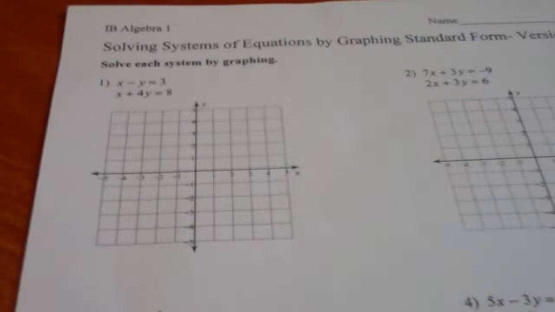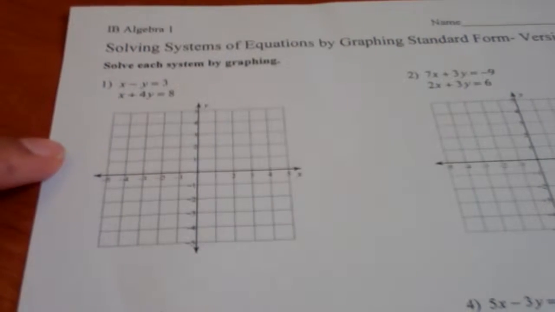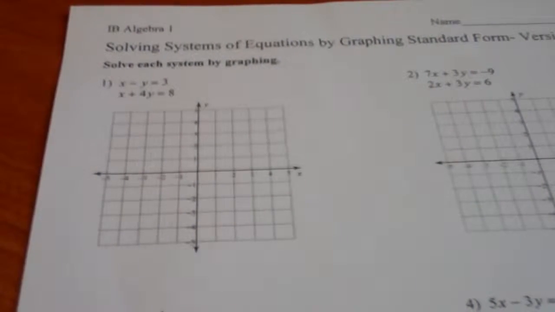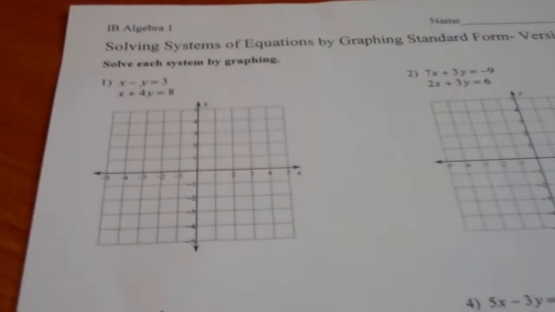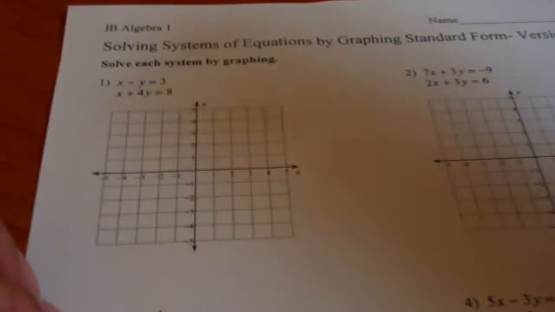This is Solving Systems of Equations by Graphing, Standard Form, version 1. This is number 1 here. I have x minus y equals 3 and x plus 4y equals 8. In order to graph these, we're going to have to do some extra work. So we're going to have to find x and y intercepts for each one.